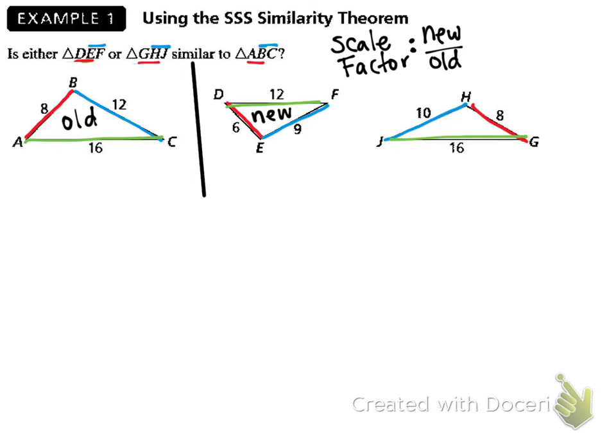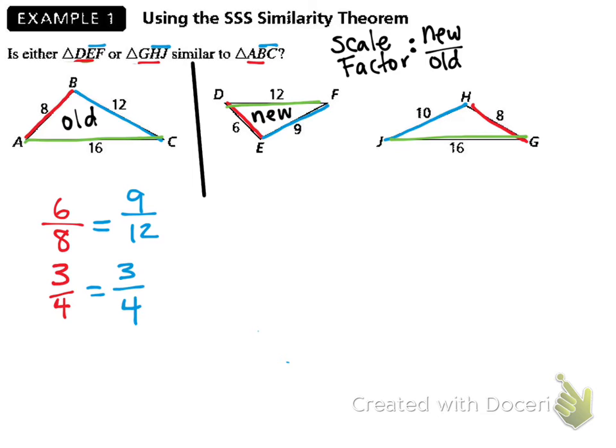So that's what we're going to do. Let's start with AB and DE. Which one is the new length? 6. And we're going to put it over the old length, which is 8. This reduces to 3/4. So we want to see if all of the other sides have the same proportion, if they all reduce down to 3/4. Let's do BC, which is 12 and 9. Which one is the new length? 9, and then the old is 12. What does that reduce to?